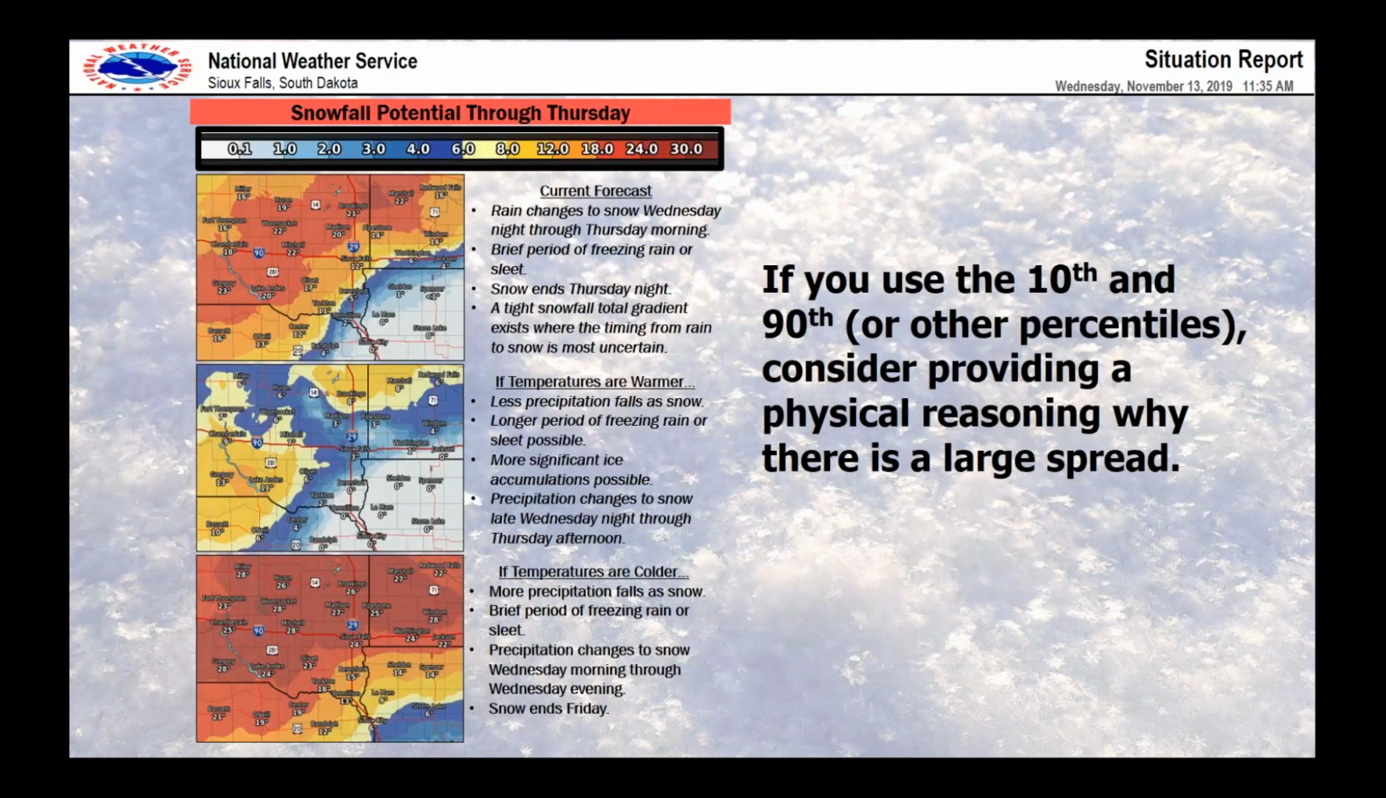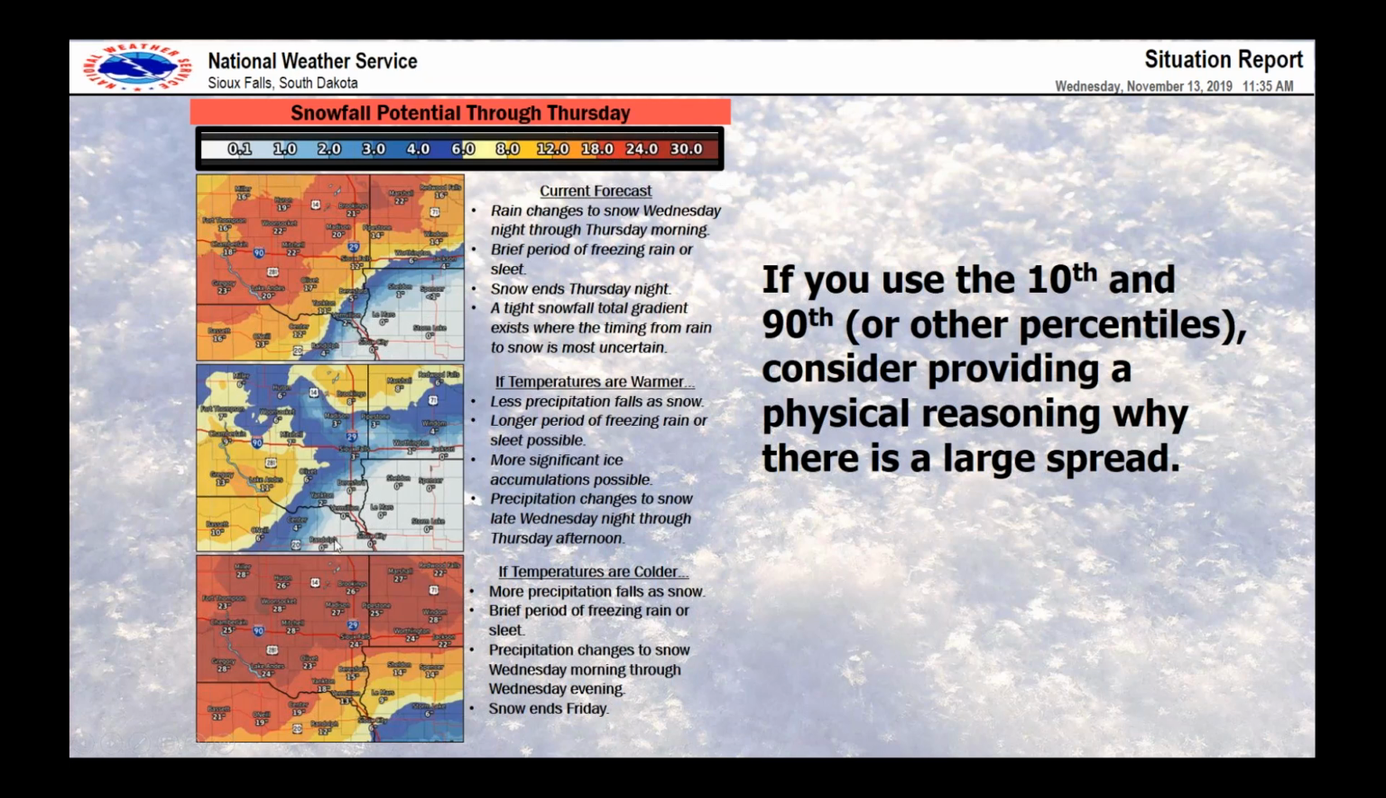You can also include it in a sit rep, but you may want to consider then including physical reasoning, especially if there's a large spread. So this is, again, the 10th, 90th, and most likely snowfall. But in this case, this is from our storm last April. We included reasoning as to why maybe the 10th percentile could occur, or why maybe the 90th percentile, the high end amount, could occur. And when we showed this graphic at our IWT, we showed it first without any explanation.